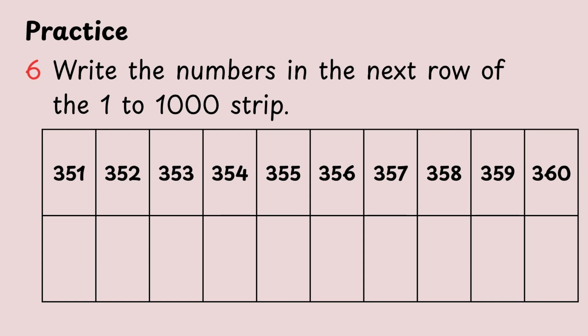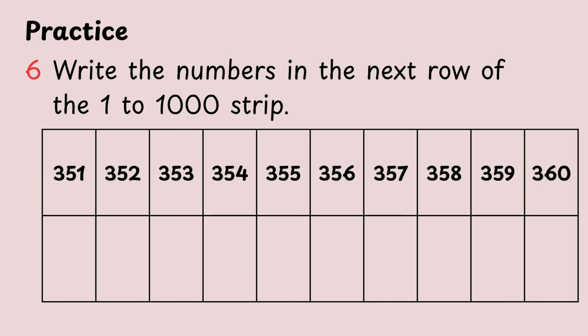Try this. Question number 6. Write the numbers in the next row of the 1 to 1000 strip. So the top row shows a perfect counting sequence from 351 all the way to 360. Our mission is to complete the very next row right underneath it. When we finish a row on a number strip, we go right back to the left side to start the next line, just like reading a book.